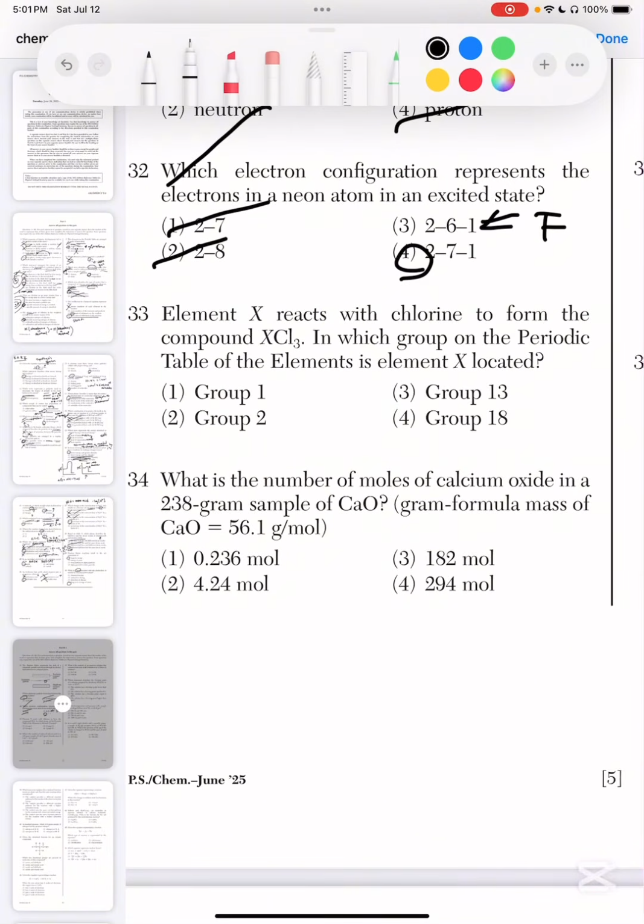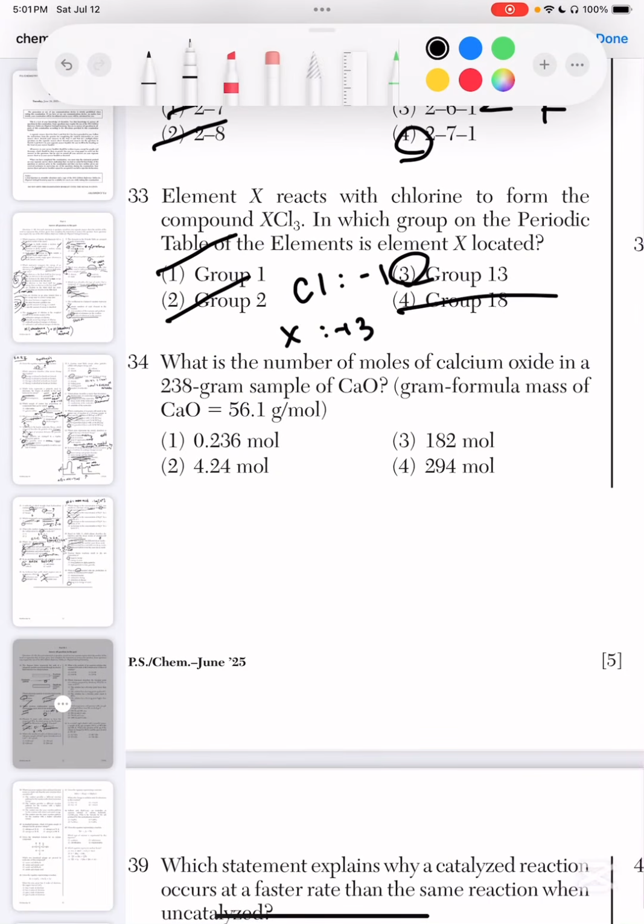Element X reacts with chlorine to form the compound XCl3. In which group on the periodic table is X located? Okay, I guess the most common oxidation state for chlorine is just -1. So the X we know has to be +3. Group 1 is +1, group 2 is +2, group 18 is noble gas. So your only option here really is group 13. And also, the Regents reference table has the oxidation states, so you could have just looked at that too.